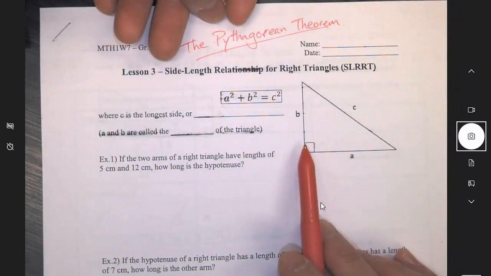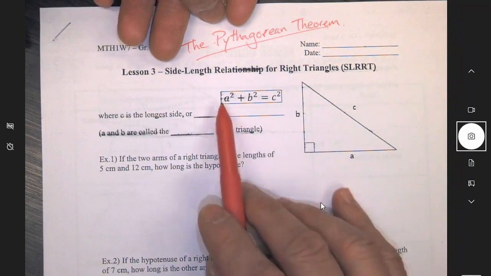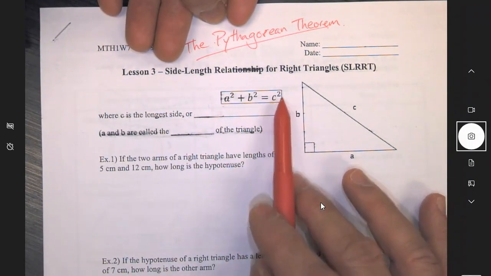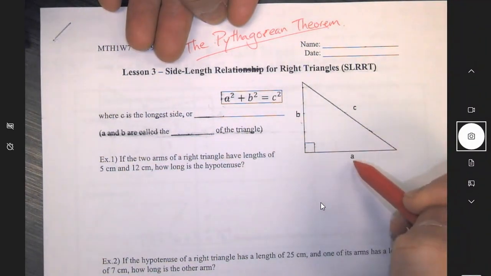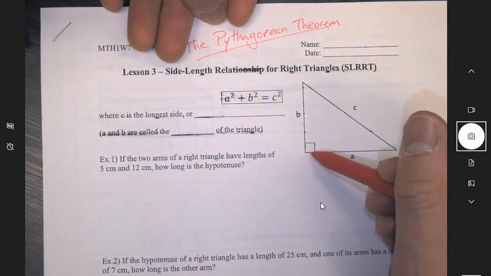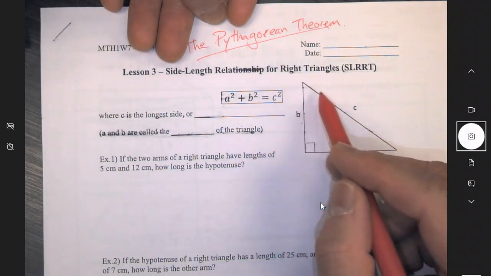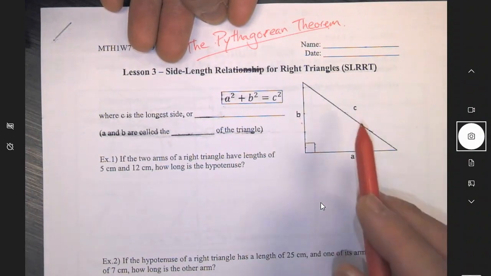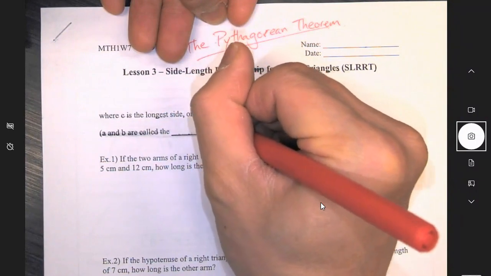This is a right angle triangle, so you have a 90-degree angle in between. And as you can see here, a squared plus b squared equals c squared. This is really talking about the relationship of the two shorter sides of the right angle triangle, the sides that touch and form the 90 degrees, and this longer side here. This longer side is called the hypotenuse.